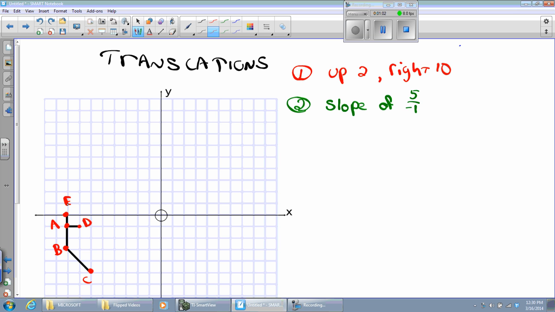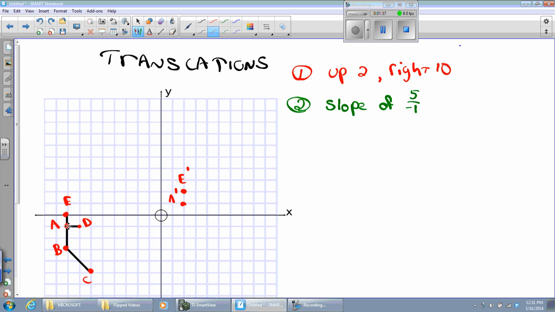So E is going to go up 1, 2, and 1, 2, 3, 4, 5, 6, 7, 8, 9, 10. All right, there we go. So that's going to be the new E, and remember I call it E prime. Now A is going to do the same thing. I'll go up 2 and right 10. Now you notice A is only 1 below E. You can just go right here. Maybe you don't like to do it that way, but I think Albert does. 1, 2, 1, 2, 3, 4, 5, 6, 7, 8, 9, 10. And so there's A prime.